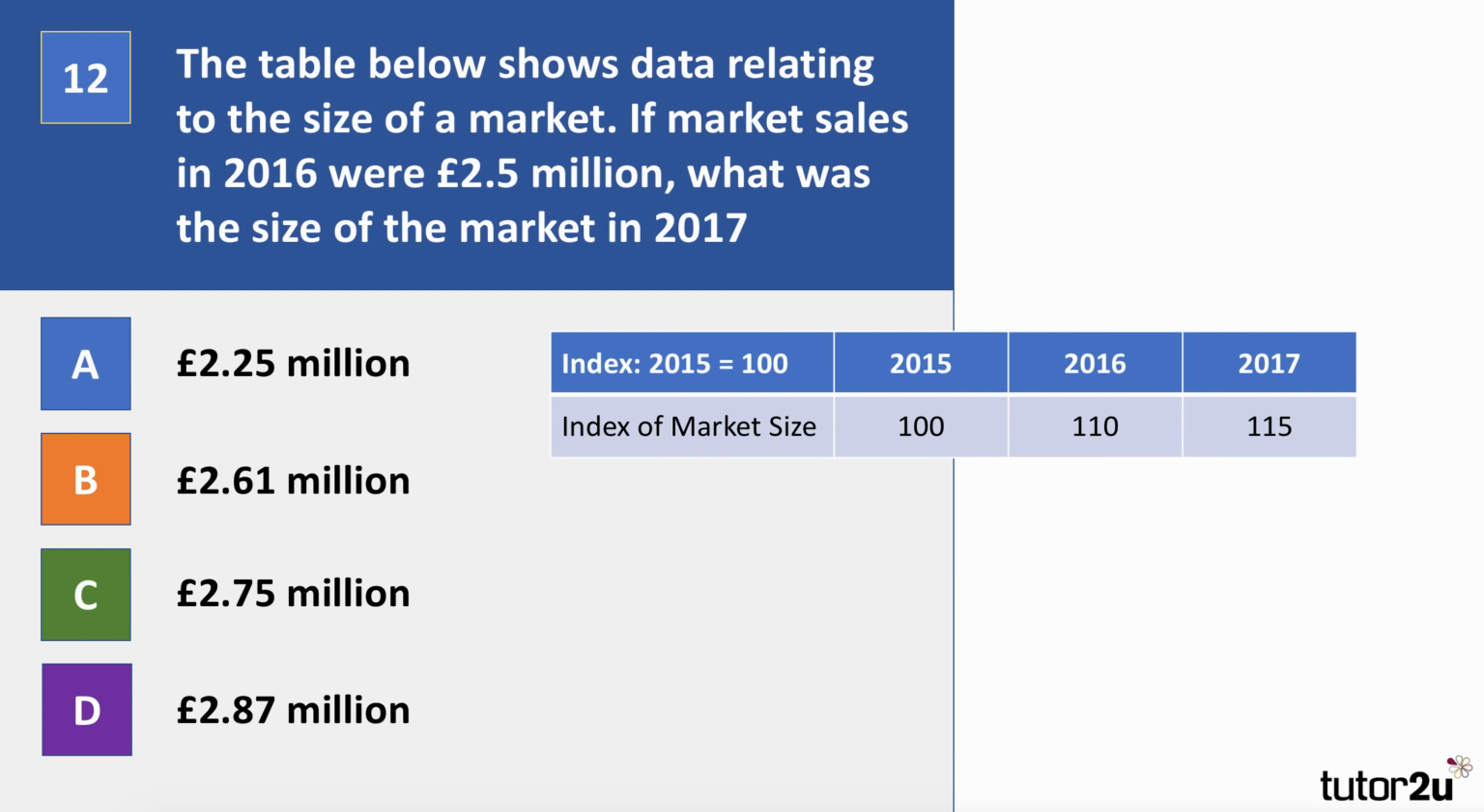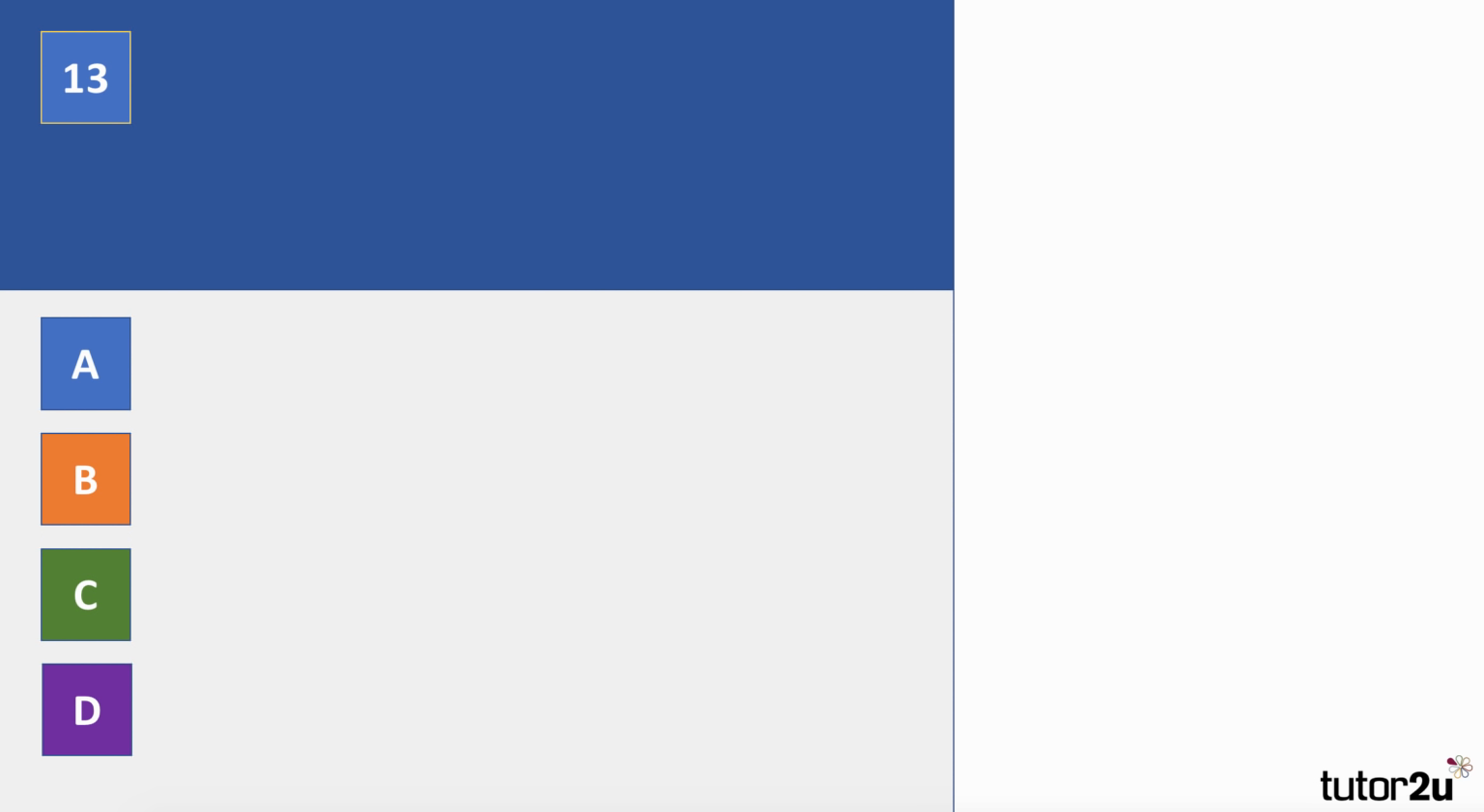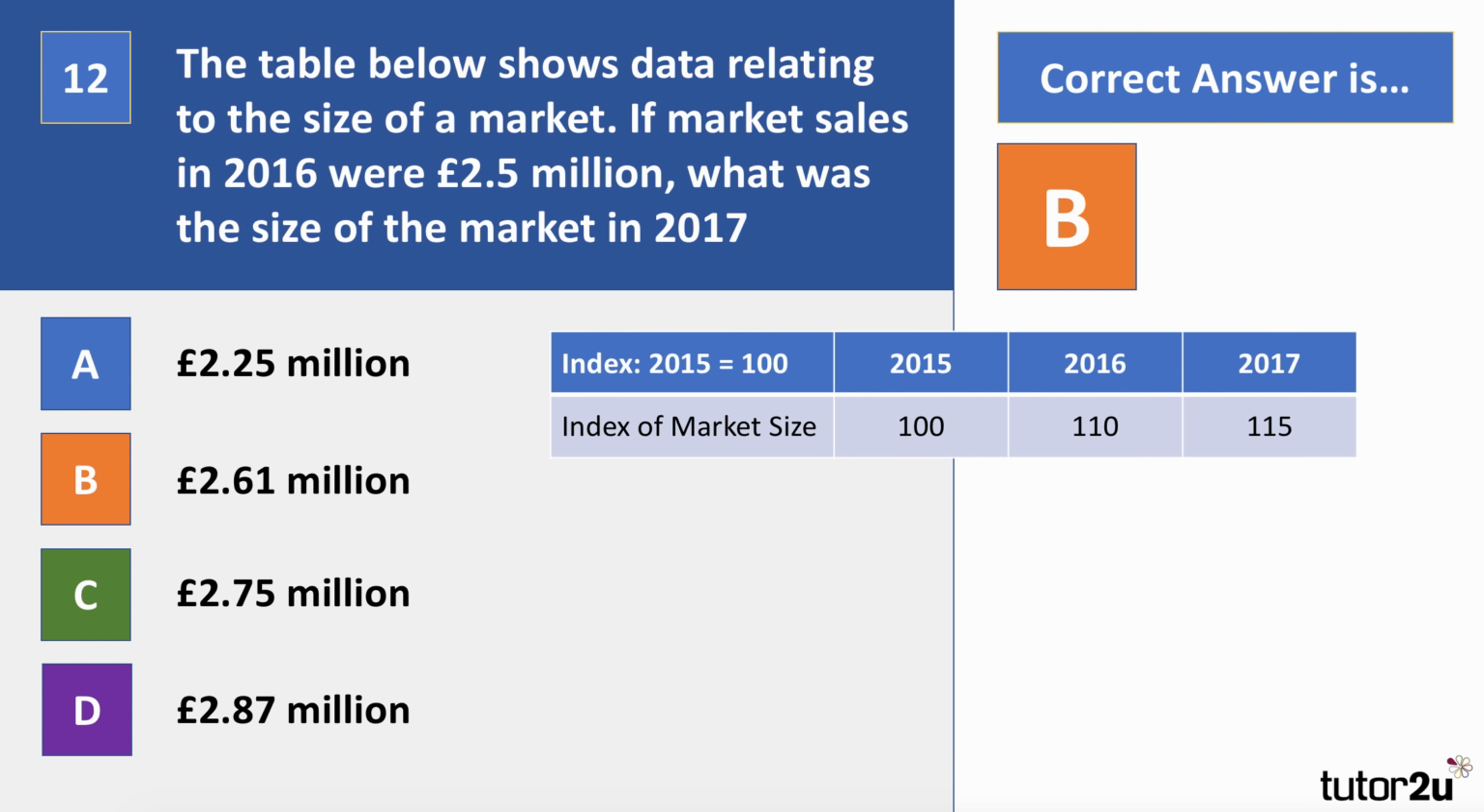With index numbers, they help us identify the percentage changes. Various different ways of doing it. Hopefully you worked out the correct answer was B, 2.61 million. Well, let's just go back. I've not put a working on that one. Well, the best way to do it is to simply divide the index for 2017 by the index for 2016, 115 divided by 110, and times that by the size of the market in 2016, 2.5 million.